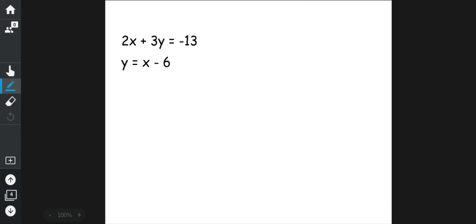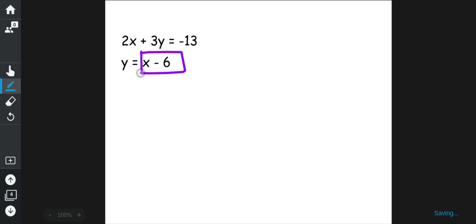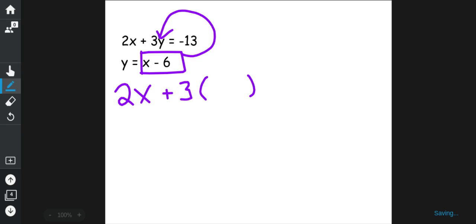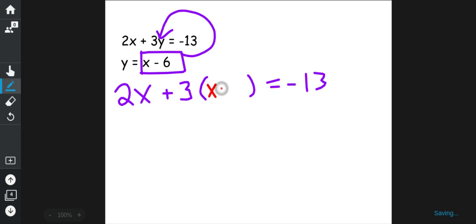Okay, next problem. So now they give me an equation where y is equal to something. So everywhere where I see y, I'm going to plug in x minus 6. So I have 2x plus 3. I'm going to leave parentheses for y because I'm going to substitute it with something else. Okay. And I'm going to substitute it with x minus 6. That 3 is going to need to get distributed.